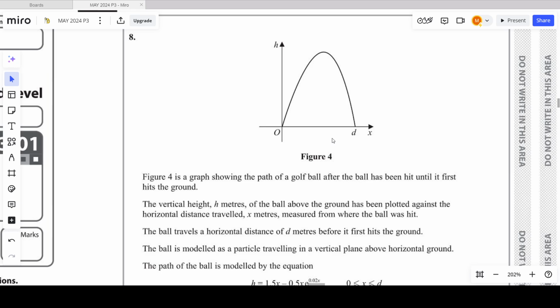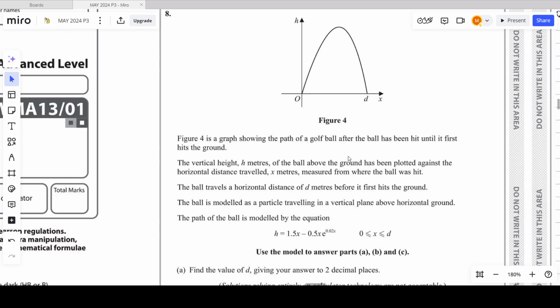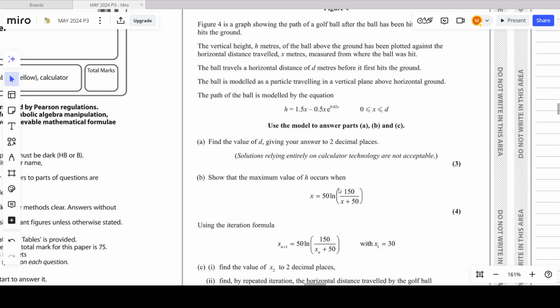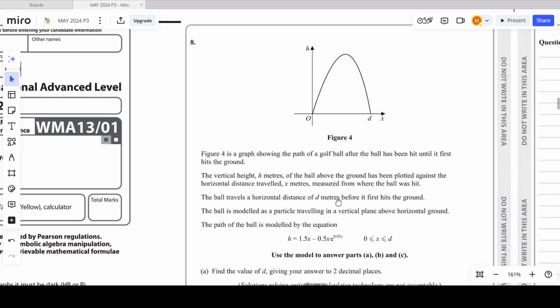So basically question number 8 is a mixture of concepts from both numerical methods, that's the last chapter of your P3 book, and also from exponentials, that is chapter number 5. In question number 8 you need to have an idea about solving equations and definitely the iteration formula, the process of iteration of numerical methods. So let's get started with the first part A.